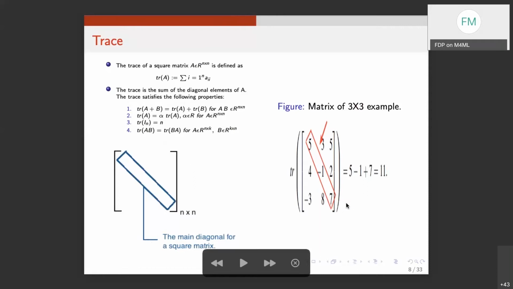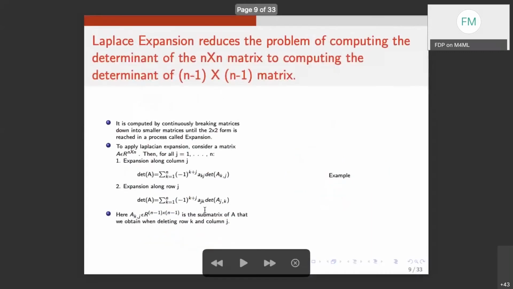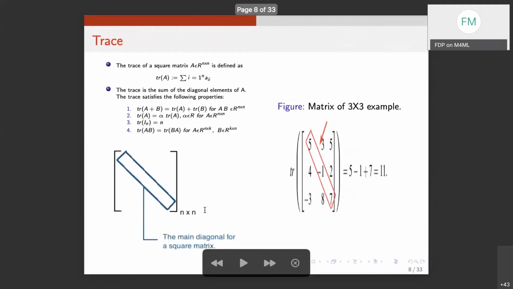So suppose a given matrix A, right? So you have 3, 5, 3, 5, 4, minus 1, 2, minus 3, 8, and 7. The trace is the sum of diagonal elements. In this case, the trace is 11. So basically, we will consider the main diagonal for a square matrix. So the properties include, okay.